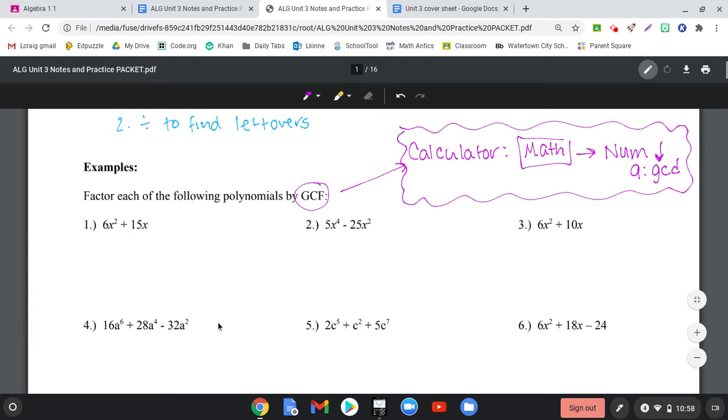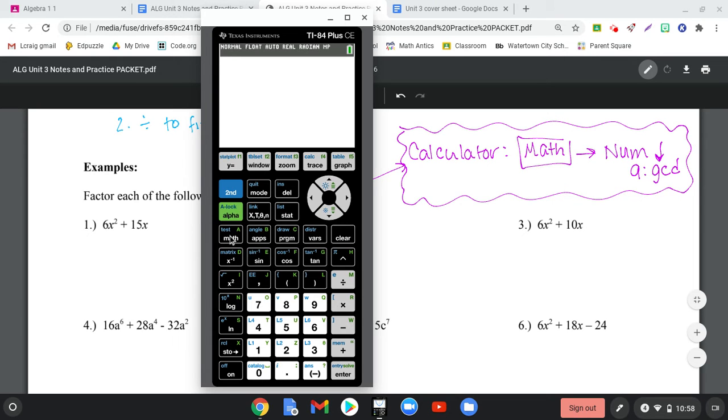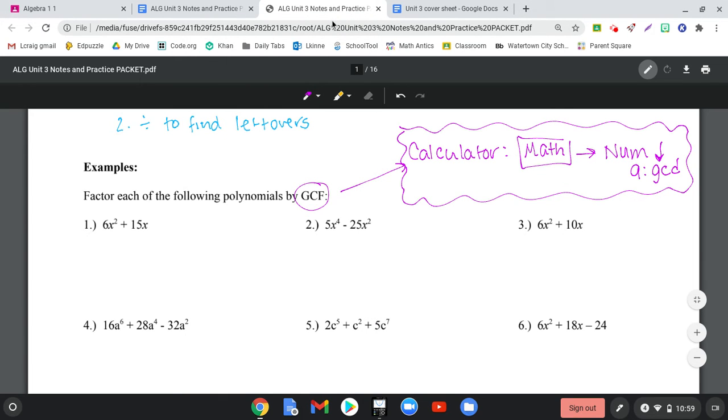So for 6 and 15, you may already realize 3 is the biggest number that goes into those, but let's just try this calculator. So math, same place you go to get a fraction, but we're going to arrow over to where you see number. You can either hit the down arrow until you get to it, or you can just hit the number 9. And then we're just going to type in 6, comma, which is right here above 7, 15. 3. All right. So that's where we'll begin. So the GCF is 3 for the number.